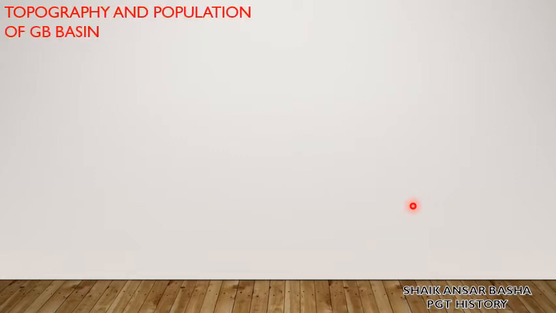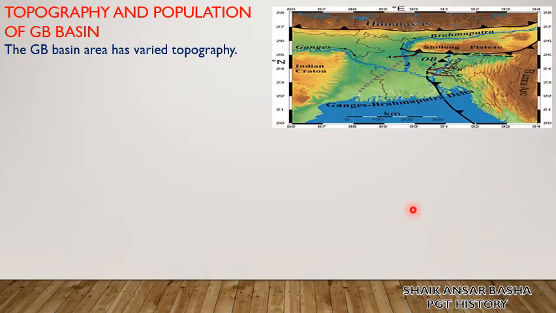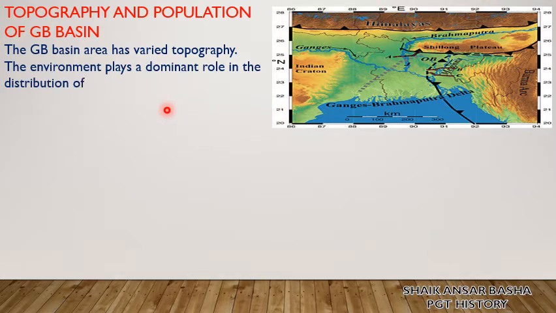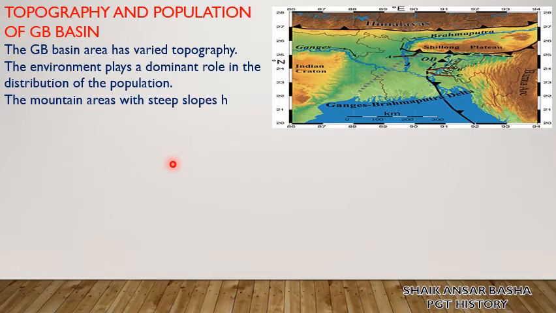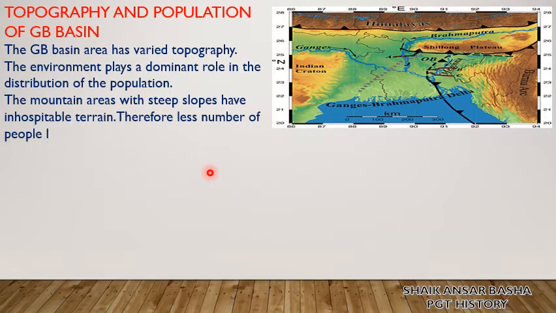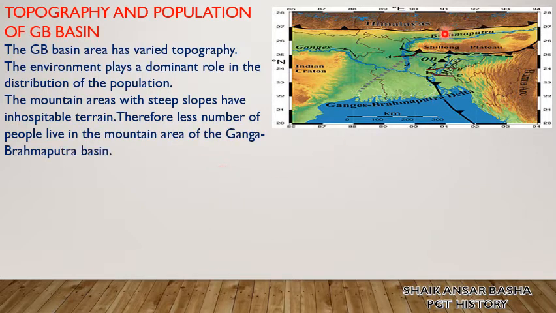Topography and population of Ganga Brahmaputra basin. The Ganga Brahmaputra basin area has varied topography, not one kind of topography, but it has plains, plateaus, and mountains. All three kinds of topography we can find here. See here the topography of the Ganga Brahmaputra basin. The environment plays a dominant role in the distribution of the population. The mountain areas with steep slopes have inhospitable terrain, therefore less number of people are found here. That's why in the mountain areas less number of people are there, whereas in the plain area more number of people are living.